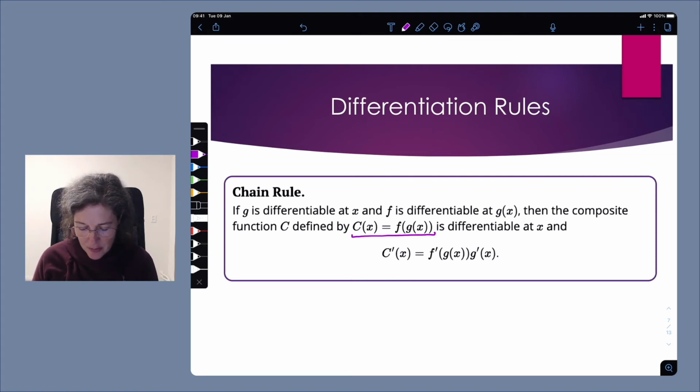Well, I always feel it's not particularly helpful. Seeing examples is helpful, but it says the derivative of this composite function is the derivative of f of g of x with respect to x times the derivative of g of x. So let's just do some examples.